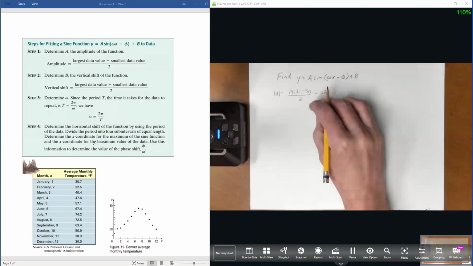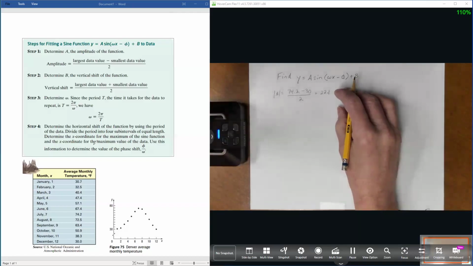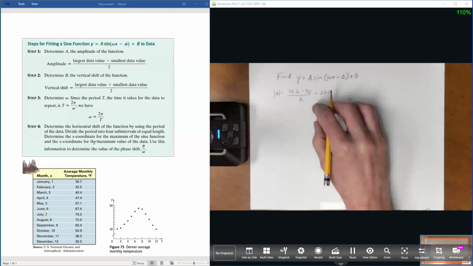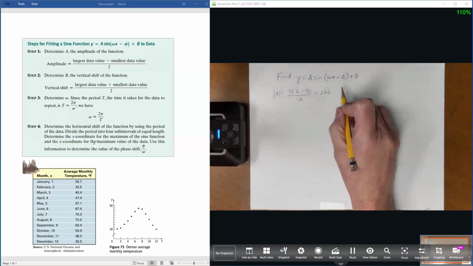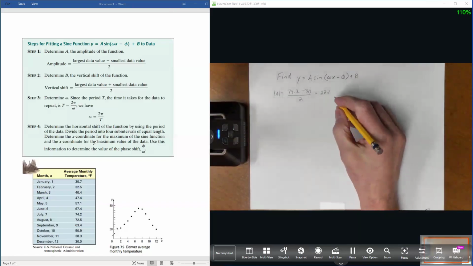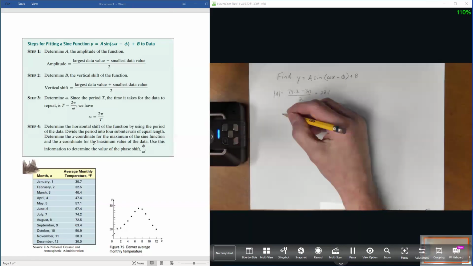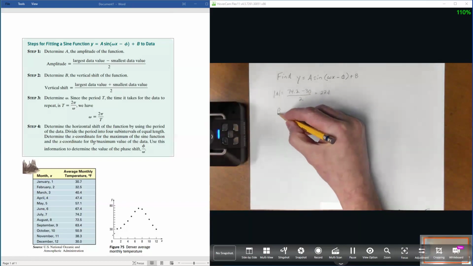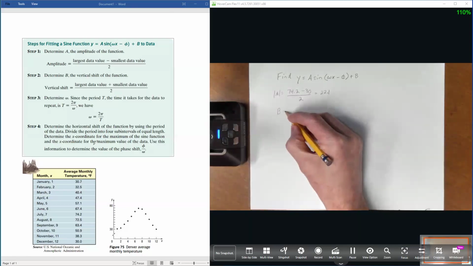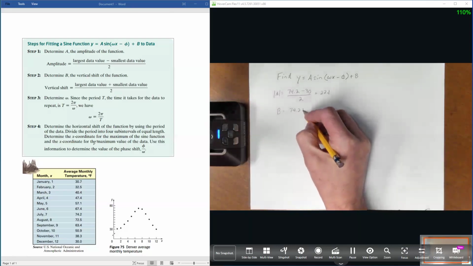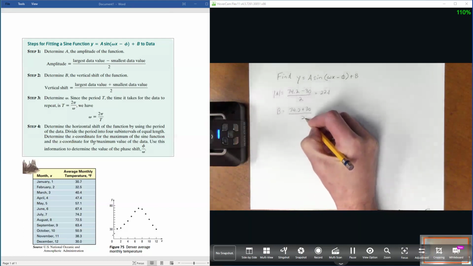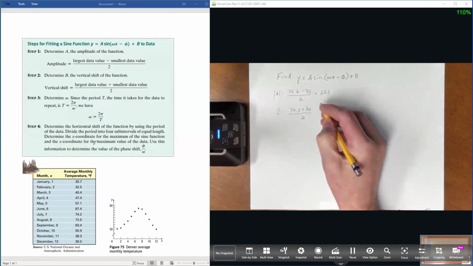Okay, so we've got the amplitude worked out. Now we have to find another piece. We'll find the vertical shift next, and to do that, we just take the largest data plus the smallest data and divide by 2. So this B part is going to be equal to 74.2 plus 30 divided by 2, and if we calculate that out, we should get 52.1.